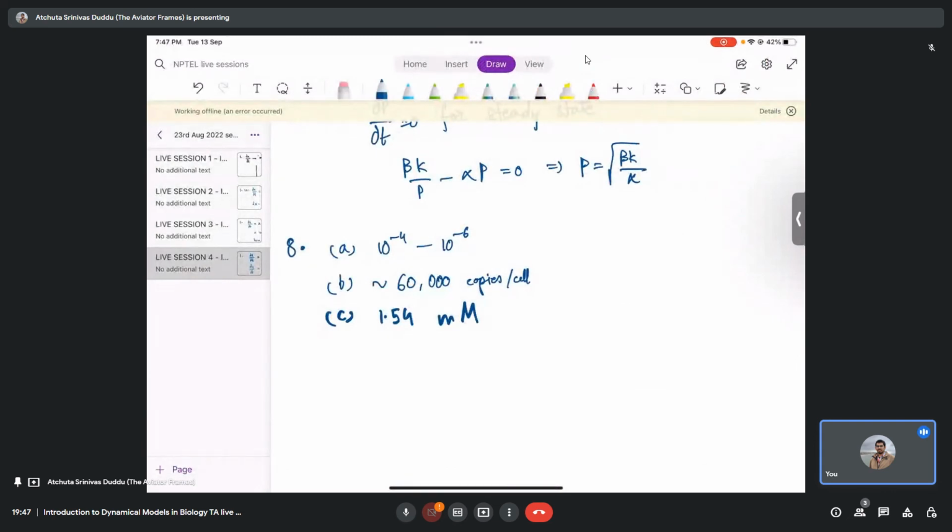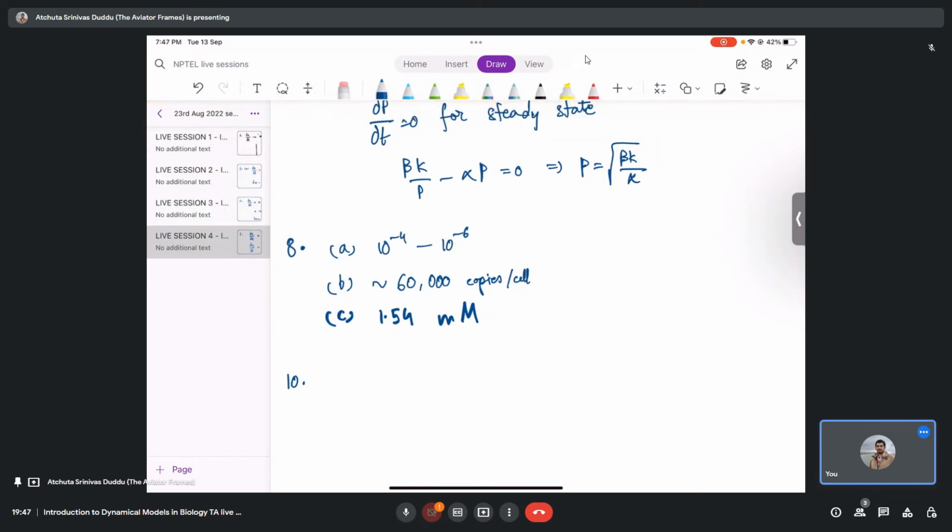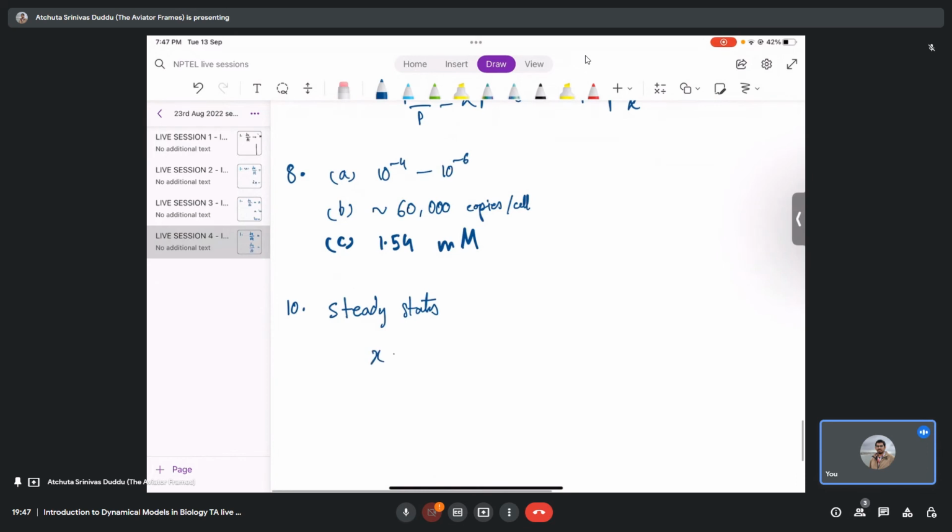So now after the 8th and 9th, we have the 10th question, where it states the phase portrait of a dynamical system is shown with the null lines. The steady states are x equal to 0.11. Let's write the steady states. Steady states are x equal to 0.11, y equal to 3, x equal to 1.16, y equal to 1.16, x equal to 3, y equal to 0.11. So these are the three steady states we have.